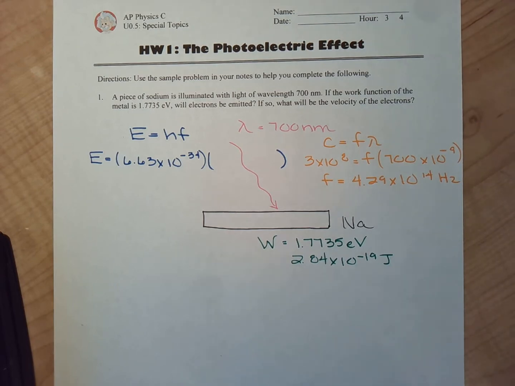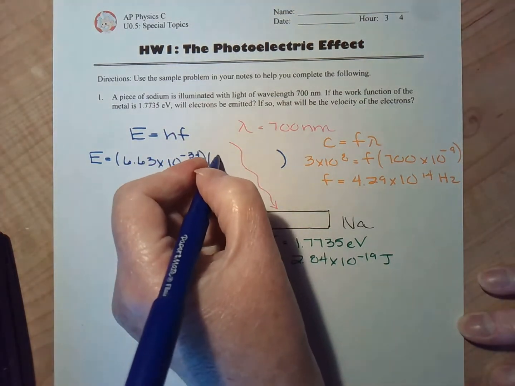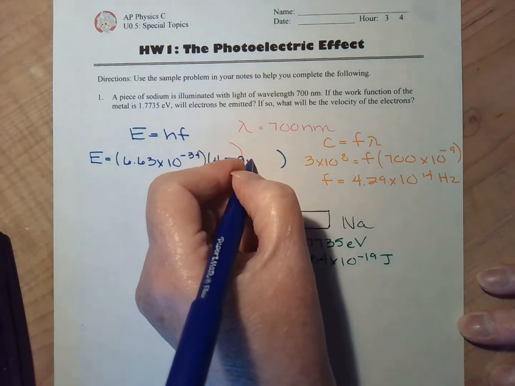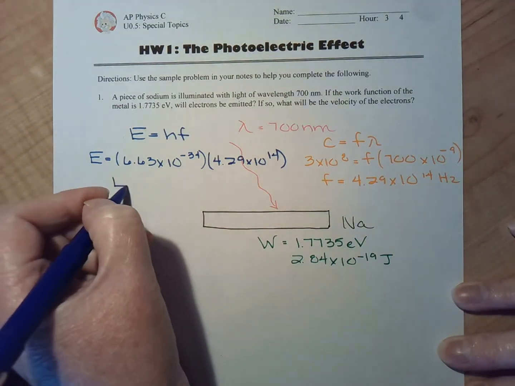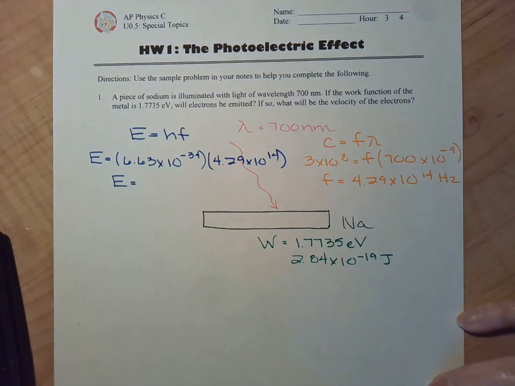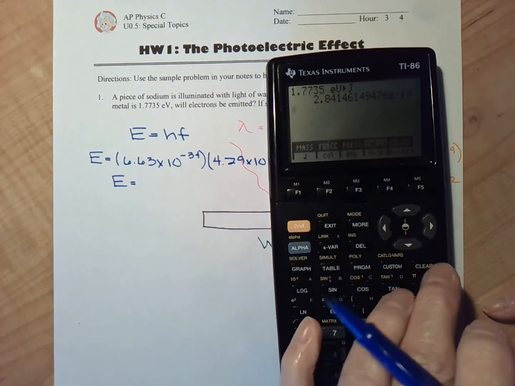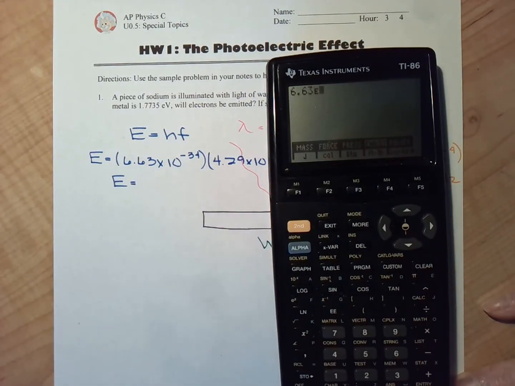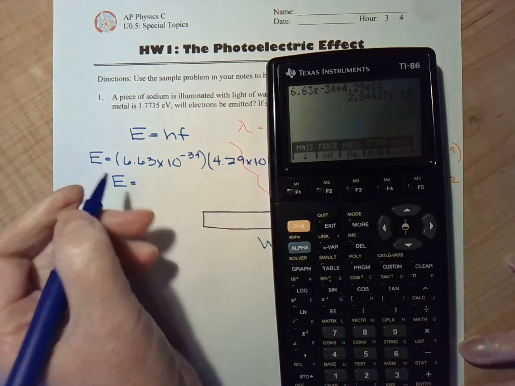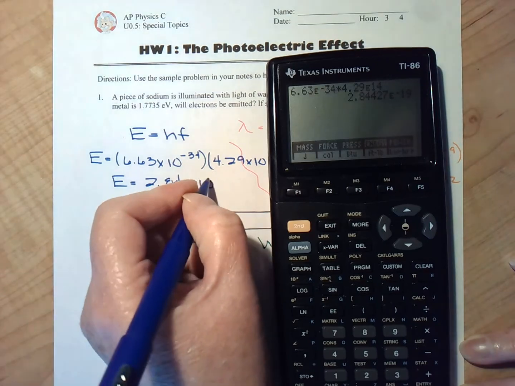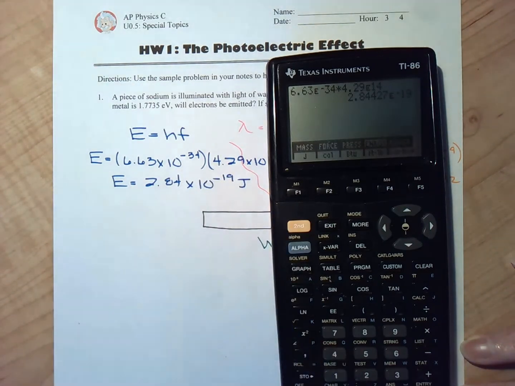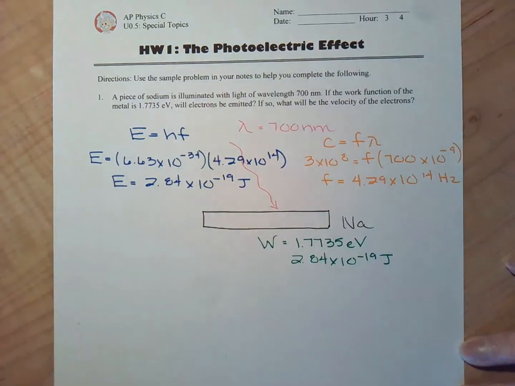So I'm going to take that frequency and plug it in right here, 4.29 times 10 to the 14th hertz. So how many joules of incoming energy do I have? I'm going to take those values, 6.63 to the negative 34 times 4.29 to the 14th, and I get 2.84 times 10 to the negative 19 joules. So you can see I kind of rounded off there a little bit.